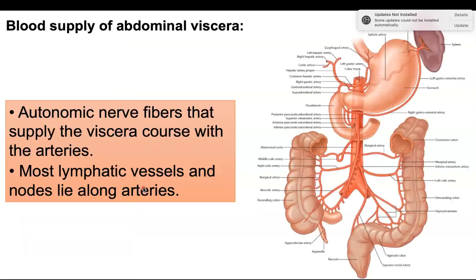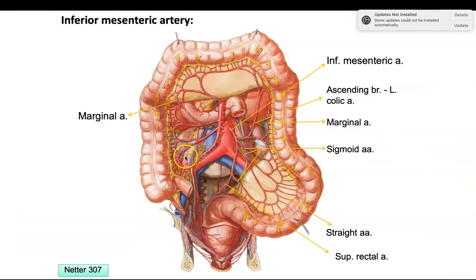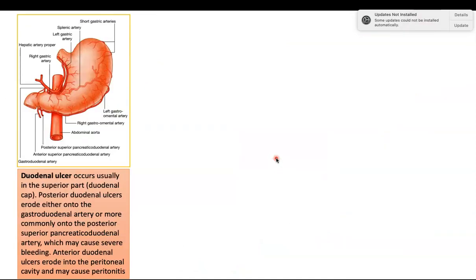One thing I wanted to make sure of here is the marginal arteries. You see this is the marginal artery, and the marginal artery is formed by the anastomosis between the branches of the superior mesenteric artery and the inferior mesenteric artery. They form a complete loop around the large intestine. I will talk about the marginal artery later as well in a different slide. So three important aspects of the blood supply of the GI tract that I want to mention here.